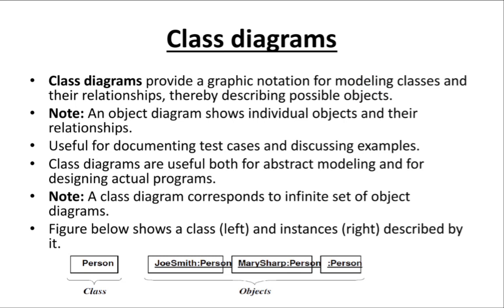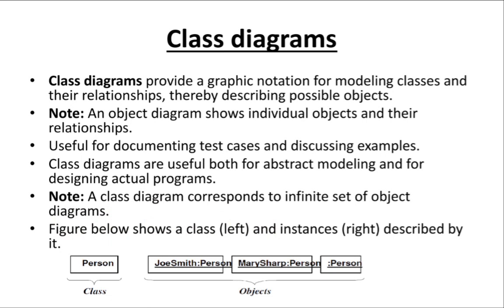So you can see there, I'm using a graphical notation to represent the classes here. The left side diagram is the class diagram and the right side diagram is the object diagram. The object diagram shows individual objects and their relationships. The class diagram shows individual classes and their relationships. So this is the class diagram and this one on the right side is an object diagram. Hope you are understanding, guys.